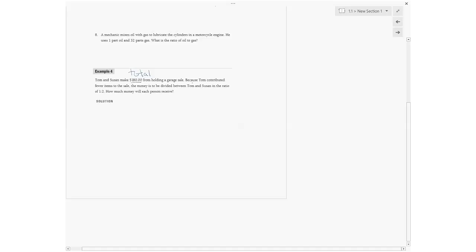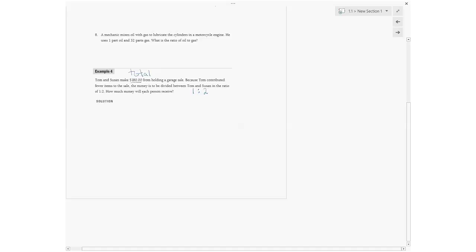Okay, Tom contributed fewer items to the sale, so the money has to divide between Tom and Susan in the ratio of 1 to 2. So that means Tom to Susan is 1 to 2. So basically, for every dollar Tom sold, Susan sold $2 worth, or for every dollar's worth of stuff that Tom contributed, Susan contributed $2 worth.